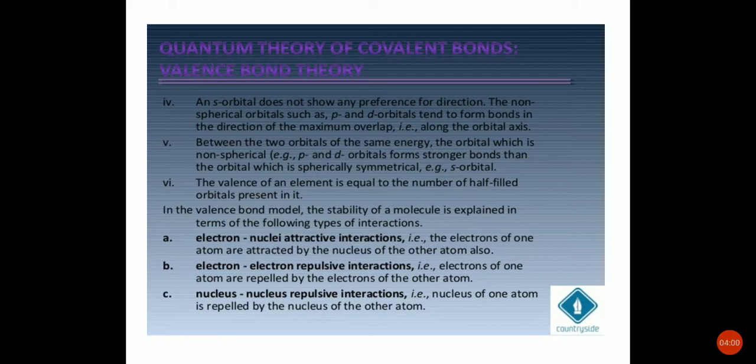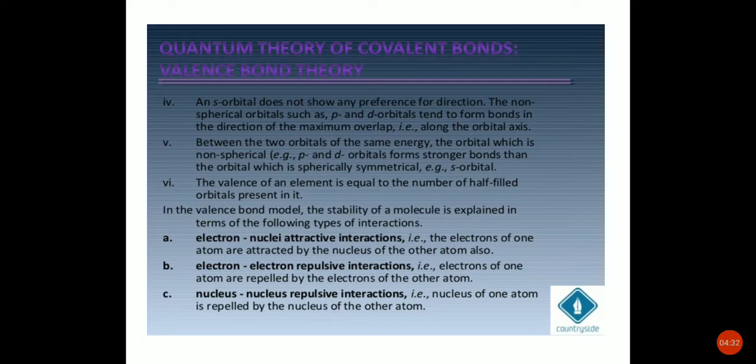The non-spherical orbitals such as p and d orbitals tend to form bonds in the direction of maximum overlap. So, it is having some directions because it does not have a spherical shape. The shape of p orbital is dumbbell, so the bond is formed along the orbital axis. Okay, in the case of p and d orbitals. The p orbital has a dumbbell shape, d has a double dumbbell. Many shapes are there for these orbitals.